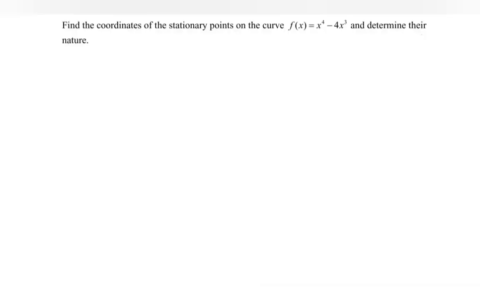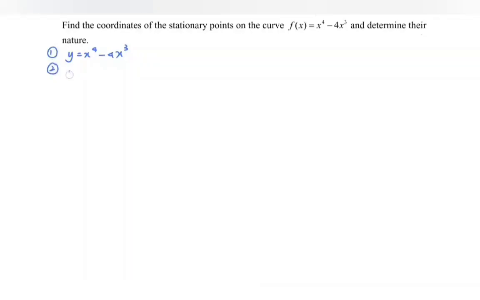Hello everyone, in this video I'm going to discuss the example for application of differentiation for the extremum problem. Find the coordinate of the stationary point on the curve where y is equal to x to the power 4 minus 4x to the power 3, and determine their nature. So step number 1, we have the function.